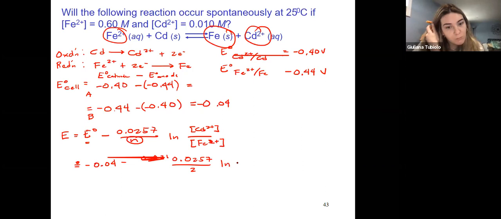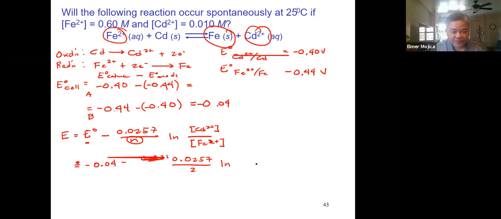And in the ln here, my cadmium is 0.1, 0.01, and my Fe is 0.60. So what's the value that I have here? That will determine the answer. If I get a positive value, the reaction will occur spontaneously. If I get a negative value, it will not happen spontaneously. If I get a 0, the system is at equilibrium. So what do I get?